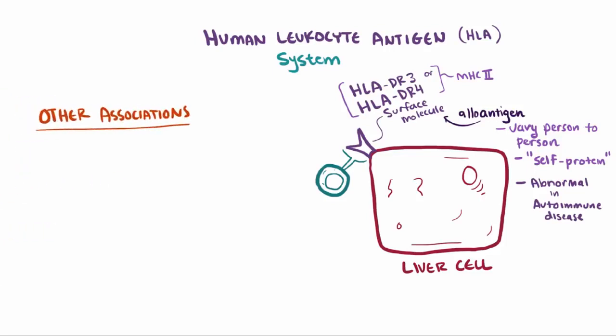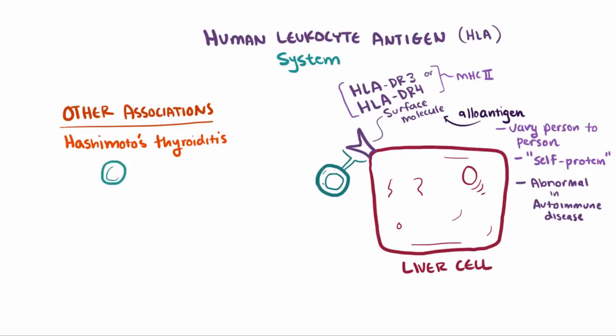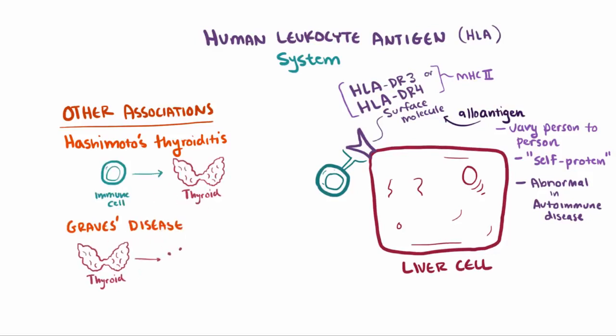Autoimmune hepatitis also tends to be associated with other diseases like Hashimoto's thyroiditis, where your immune cells attack your thyroid, and Graves' disease, where your thyroid overproduces thyroid hormones.